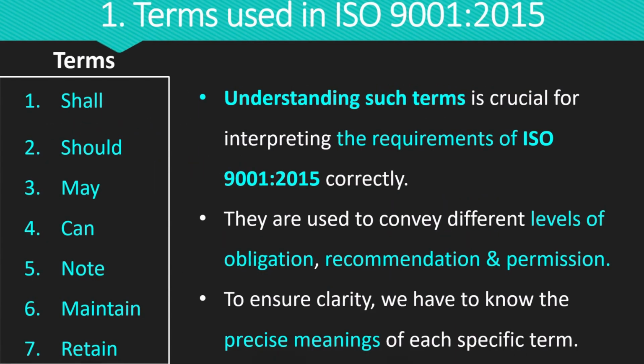Before moving to each of the three clauses, it's better to know the meanings of some of the important terms that are used most frequently in the standard. These terms are shall, should, may, can, not, maintain, and retain. So understanding such terms is crucial for interpreting the requirements of ISO 9001-2015 correctly. They are used to convey different levels of obligation, recommendation, and permission. In general, to ensure clarity, we have to know the precise meanings of each of these 7 terms.